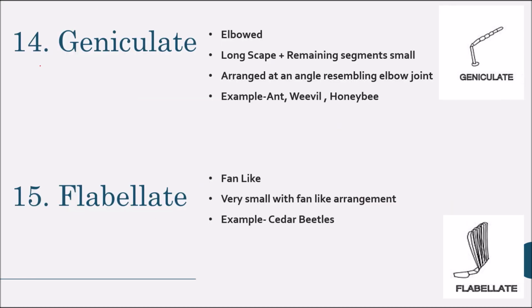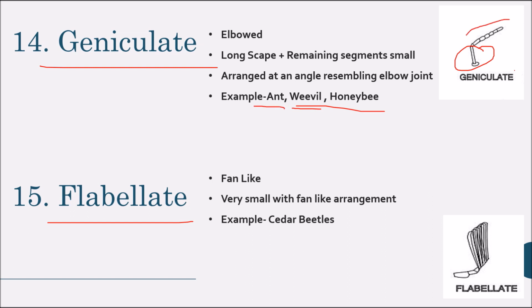Okay. Then we have geniculate and flabellate. Geniculate is elbowed. This happens in the honeybee, in ants, or in weevils. There's a long scape, and the remaining segments are very small. They are arranged at an angle like an elbow joint. So that is geniculate. Flabellate is fan-like.